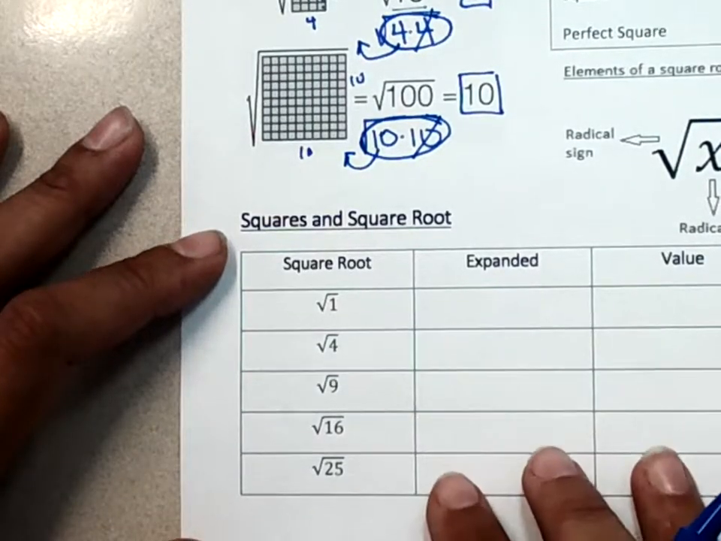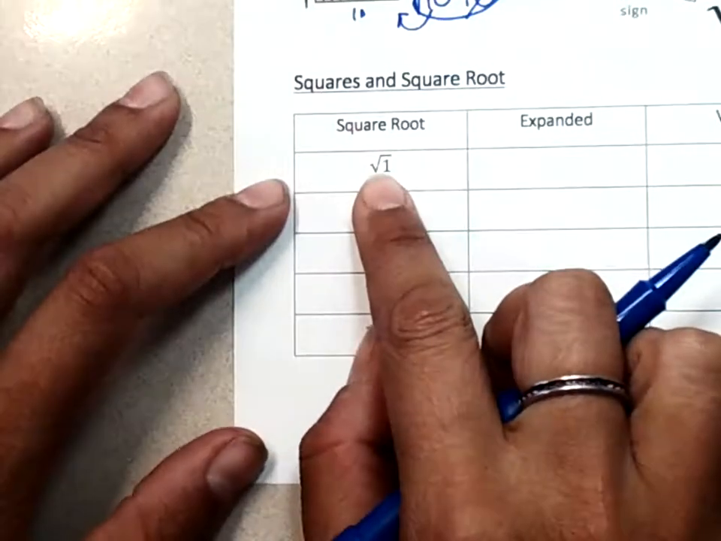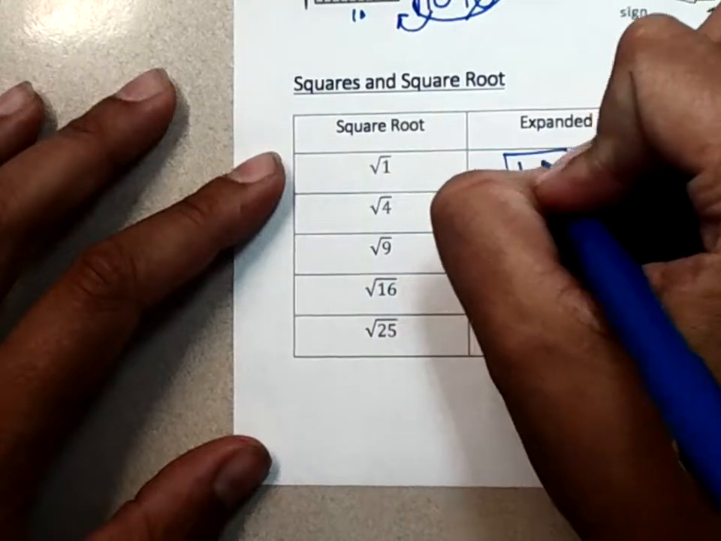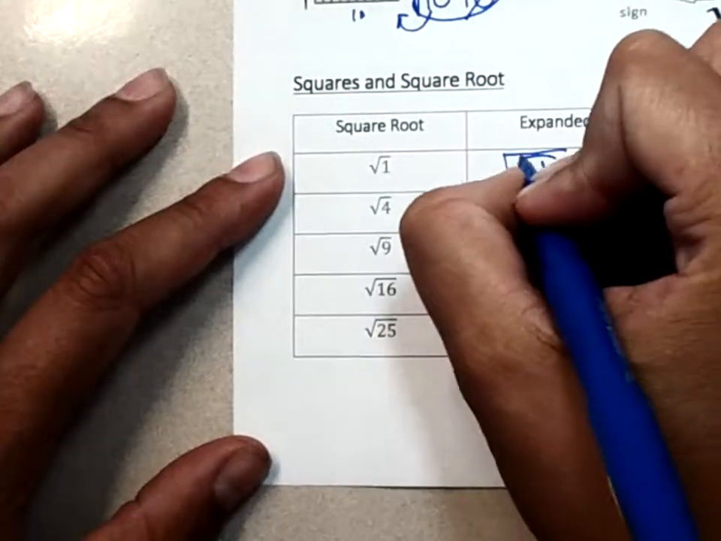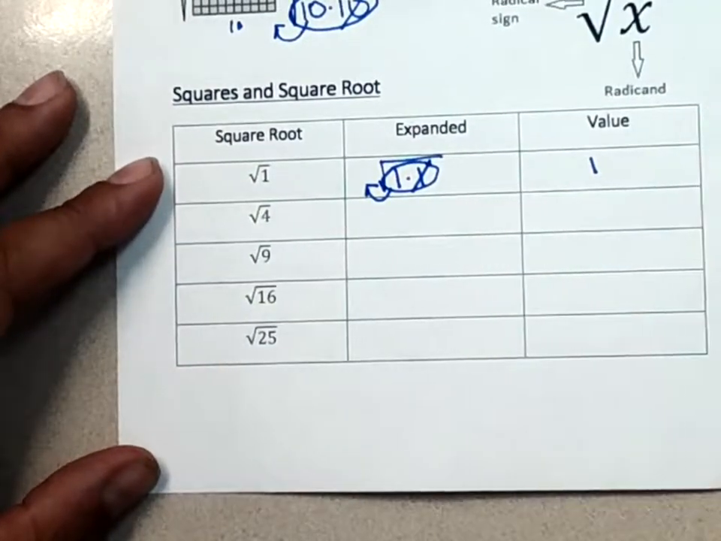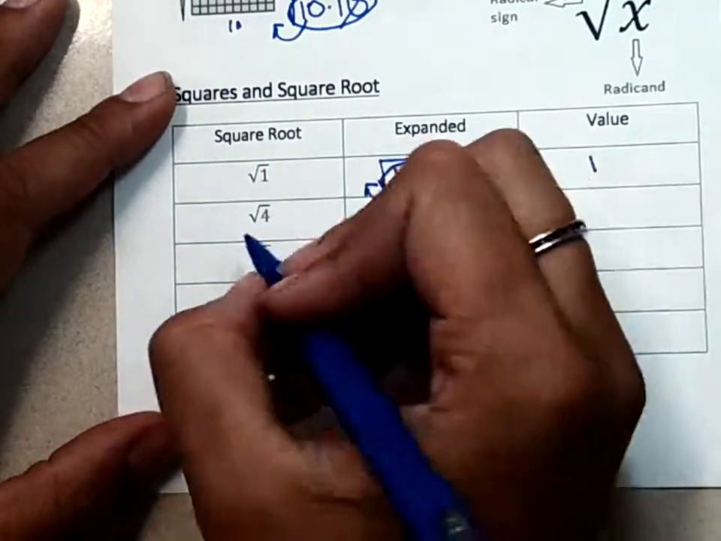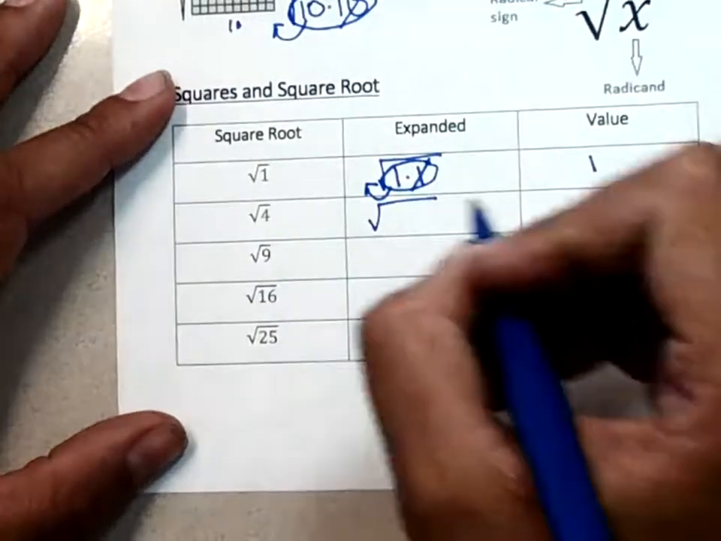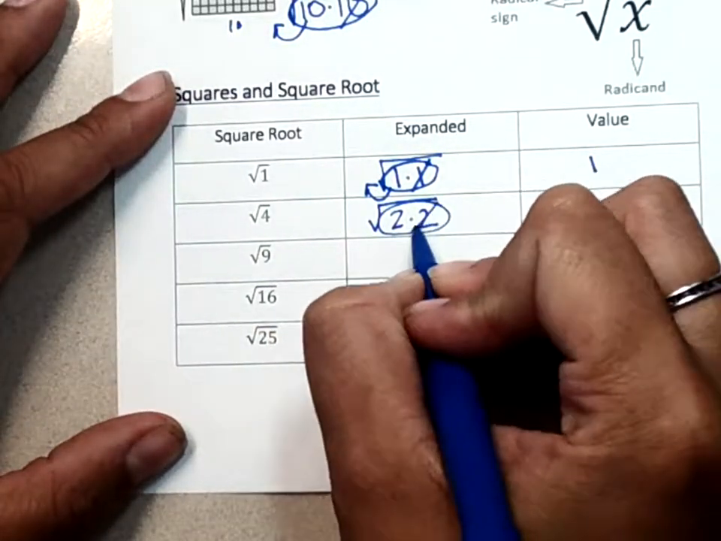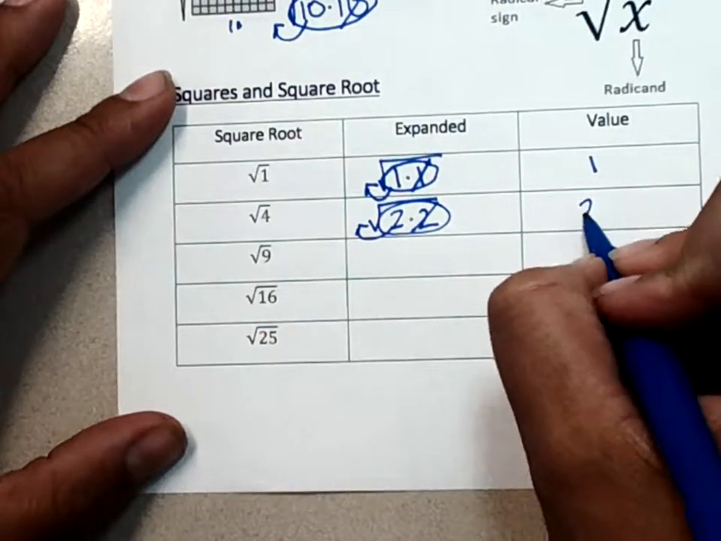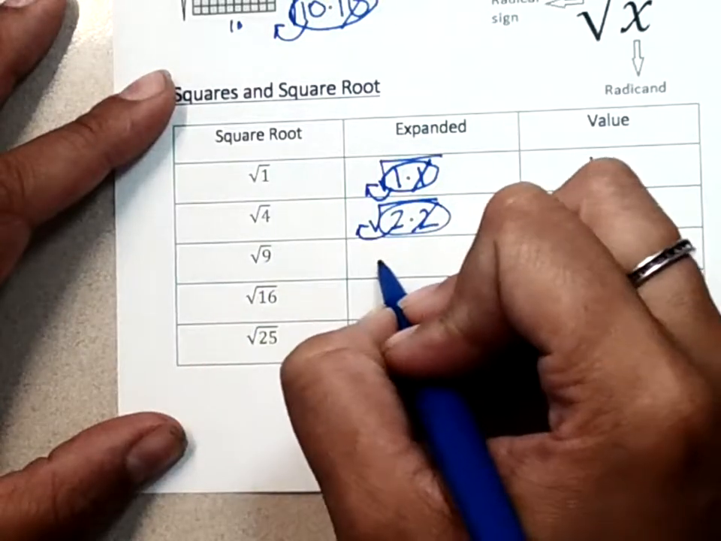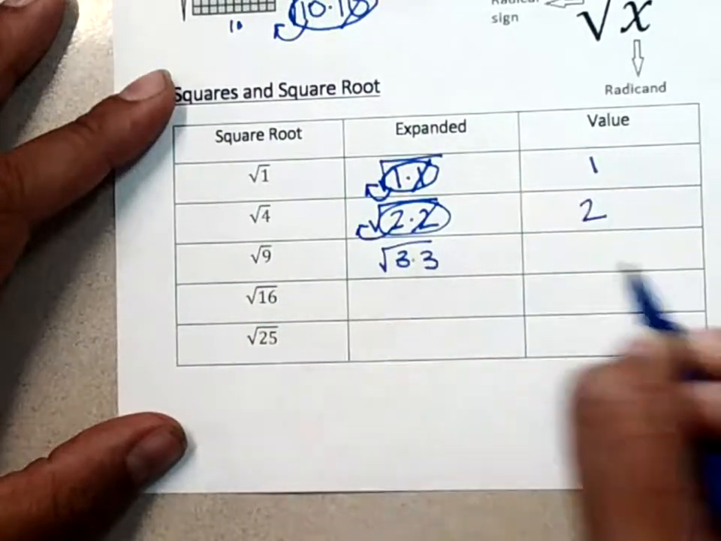We're going to do a few more examples down below. So we have our square root of 1. In expanded form, that would be 1 times 1. I would circle, cross one out, bring one outside. The final value would be 1. For the square root of 4, in expanded form, that would be 2 times 2. We would circle, cross one out, bring one outside, and our final answer would be 2. Square root of 9 in expanded form would be 3 times 3.